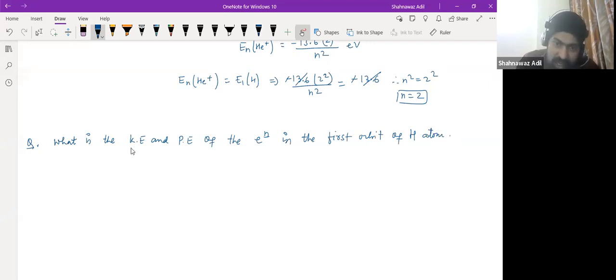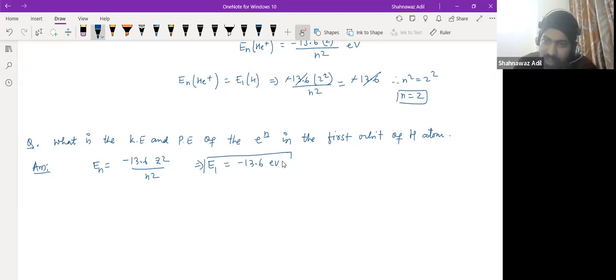So what do we know? We know that the total energy of the hydrogen atom in nth orbit is minus 13.6 Z square by n square. And for hydrogen, Z is 1 and n is 1. So E1 for hydrogen is simply minus 13.6 electron volts. Right, so this is the total energy.